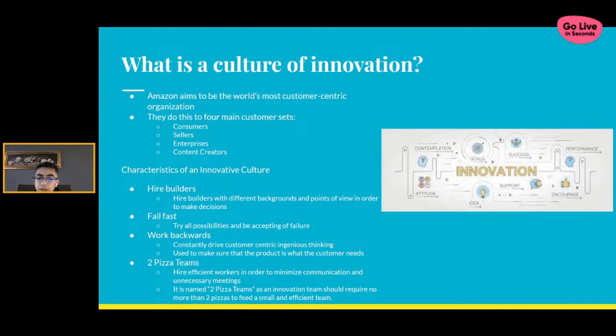Lastly, two pizza teams. This is when you hire efficient workers in order to minimize communication and unnecessary meetings. The reason it is called two pizza teams is because an innovation team should require no more than two pizzas to feed them, as they are a small yet efficient team.